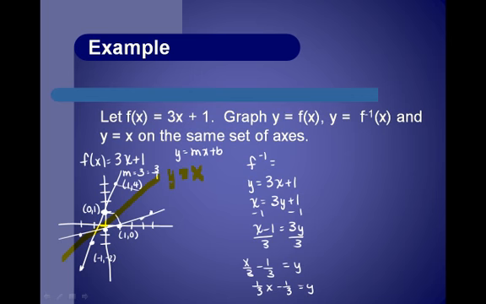So lots of ways we could do this. I think the easiest way is to do your chart, find some points, and then just interchange the x and y, and that would give you the graph for the f inverse.